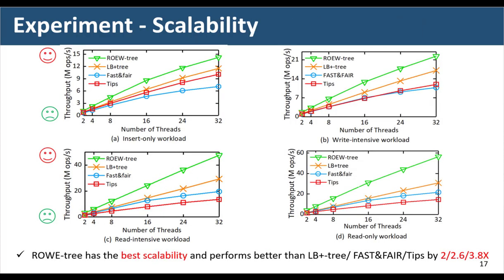Third, we use 4 YCSB workloads to evaluate the scalability under an increasing number of threads, getting benefits from the self-verifying insertion mechanism and the R table. Our ROWE-tree offers higher scalability and performs better than the other B+ trees by 2.6 to 3.8 times.